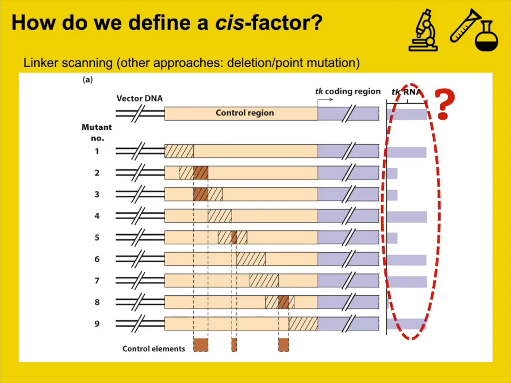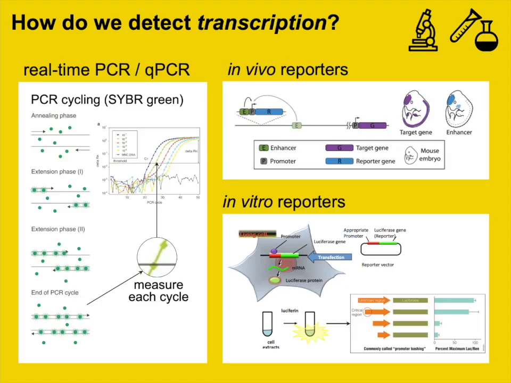But how do you evaluate in the first place whether a reporter gene is being expressed or not? How do you measure transcription? One way is to directly assess the abundance of messenger RNA molecules. You can do that by extracting RNA from the cells that have your reporter, reverse transcribing into cDNA, and then use quantitative PCR methods to have a relative measure of messenger RNA abundance with respect to a reference expression level. You can see an additional video that explains qPCR in detail in Moodle.